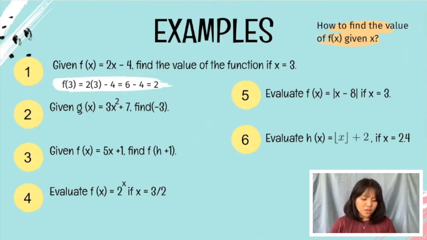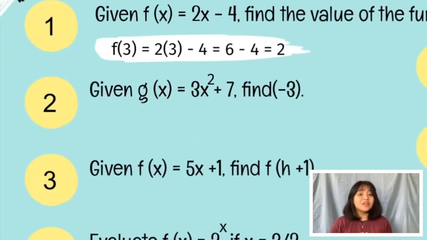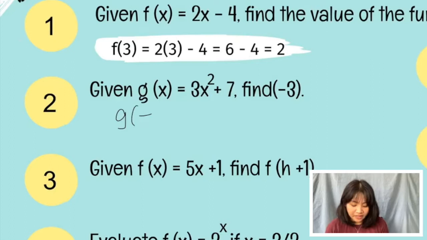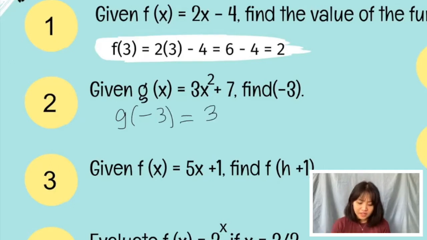Okay, so paano naman yung ibang items dito? So, let's go to number 2. So, given g of x equals 3x squared plus 7, we are going to find g of negative 3. So, mangyayari dyan, yung g ko magiging g of negative 3 equals, copy mo yung 3, and then yung x magiging negative 3, di ba? So, 3 times negative 3 squared plus 7.